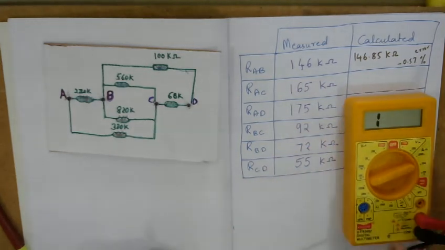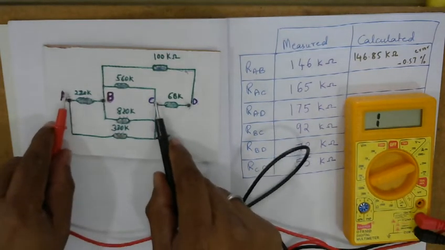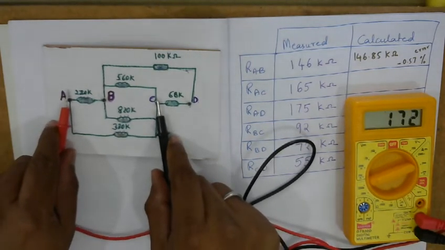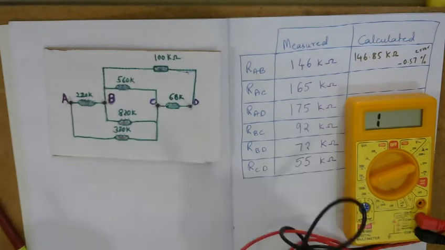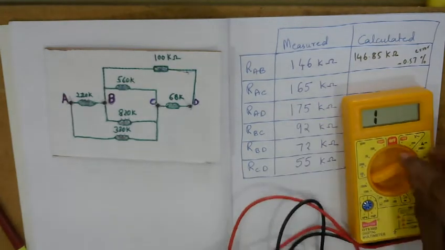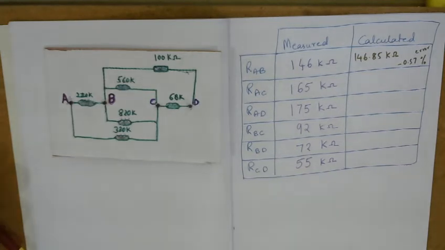So I'll just begin by again verifying the value. I want to measure it once again. Fair enough, we are getting 165 kilo ohms. So that's what I have written under the measured quantities. Now let's calculate it and try to match it. So how do we calculate?